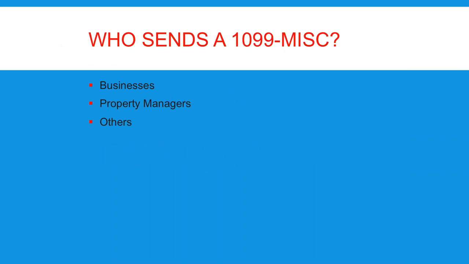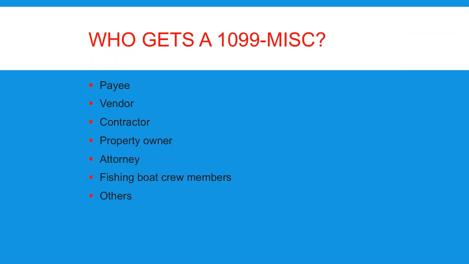It's going to be a business, it's going to be a property manager, and there are some others specifically for some medical payment processing. You'll see here on who gets a 1099 miscellaneous form. They call all those payees, and they could be vendors or contractors, they could be property owners, they could be attorneys, they could be fishing boat crew members. So another person who might send a 1099 out would be the owner of that fishing boat. So just a variety of people who may send and or receive a 1099 miscellaneous form.